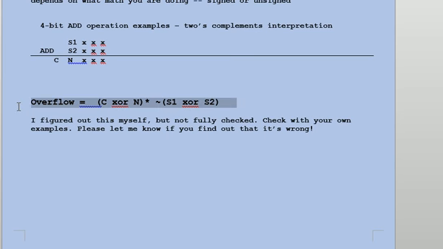So don't quote me. I believe this formula is somewhere in some books. But can you check this with your own examples? Please let me know if you find it wrong, especially. I think it's right. I checked with several examples. It is all correct.